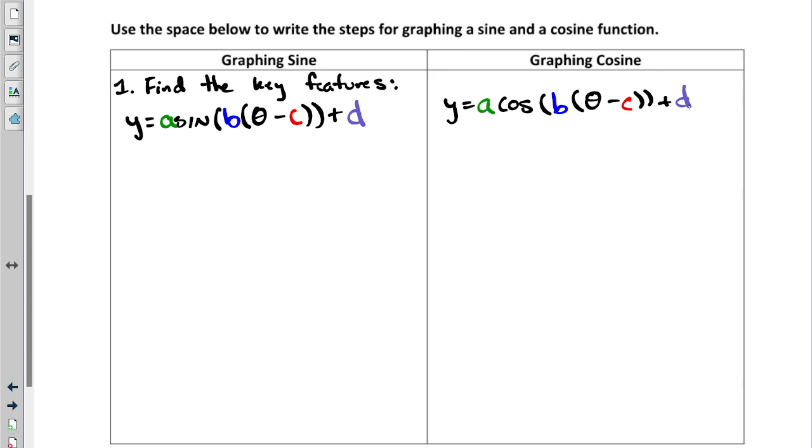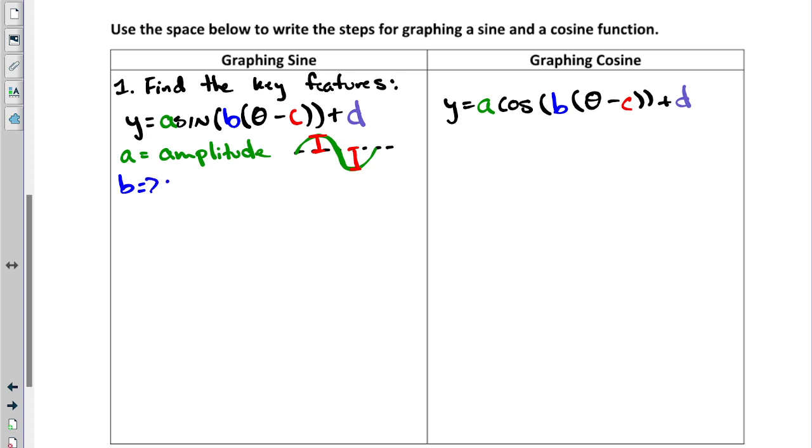Okay. And what do these things mean? Well, a is our amplitude. That is the distance from the midline of your graph to the top and bottom. So if my sine looks like this, my amplitude is either this distance from middle to top or this distance from middle to bottom.